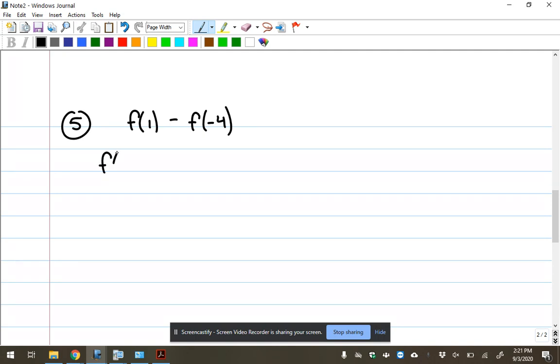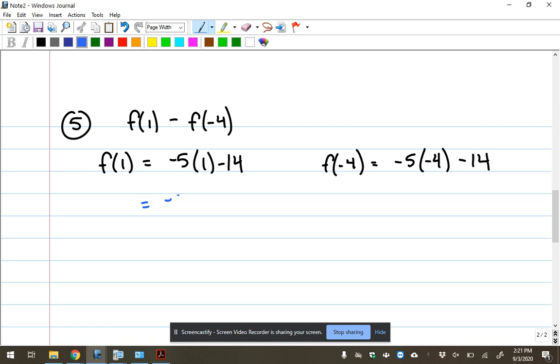So we're going to find f of 1. That'd be negative 5 times 1 minus 14. And then we're going to find f of 4, or excuse me, f of negative 4 is what it asks for. So that'd be negative 5 times negative 4 minus 14. We're going to find both of those answers. So that'd be negative 5 minus 14, which would be negative 19. And then when we find f of negative 4, that'd be 20 minus 14, which is 6.